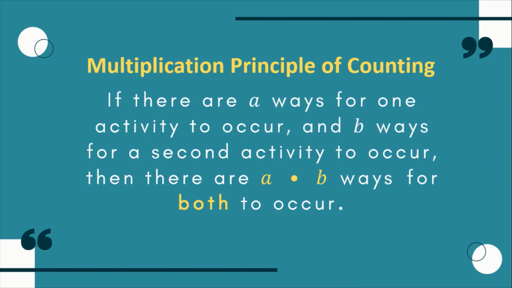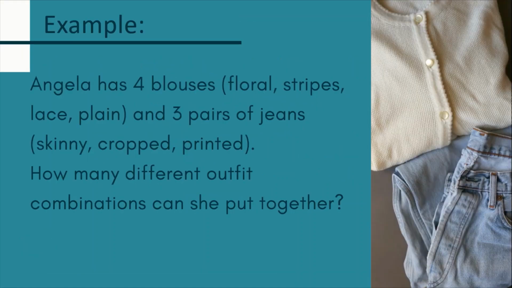Ano naman ang multiplication principle of counting? If there are A ways for one activity to occur and B ways for a second activity to occur, then there are A times B ways for both to occur. So, ang ibig sabihin lang nito, if there are 2 or more tasks or activities and we're going to perform each of the tasks simultaneously o kaya naman we are going to perform one task after the other. So, that's the time we're going to multiply the number of ways for each task para makuha natin yung total number of ways. Let's have this example.